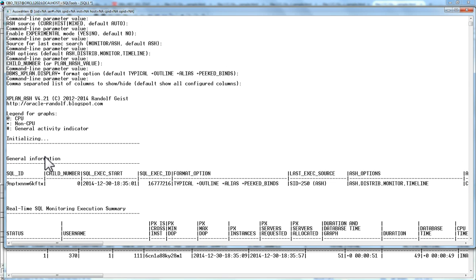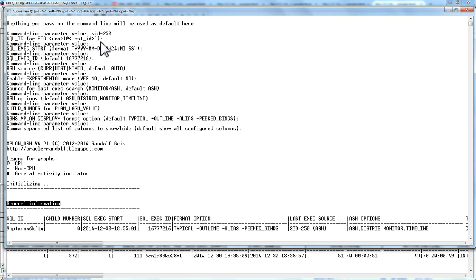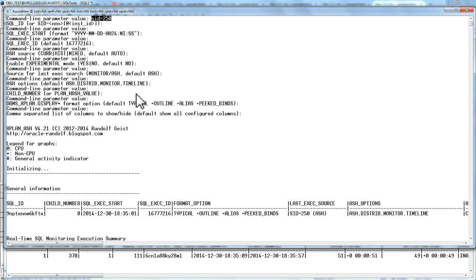The next part of the output is this general information section, and here explainhash in principle just echoes what you have specified on the command line, or adds some more information if you, for instance, like here, didn't specify the actual SQL ID, SQL exec start, SQL exec ID information. Then explainhash has to work out what it's supposed to analyze, and therefore you get here the feedback which SQL ID, SQL exec start, SQL exec ID explainhash has determined from the input given.